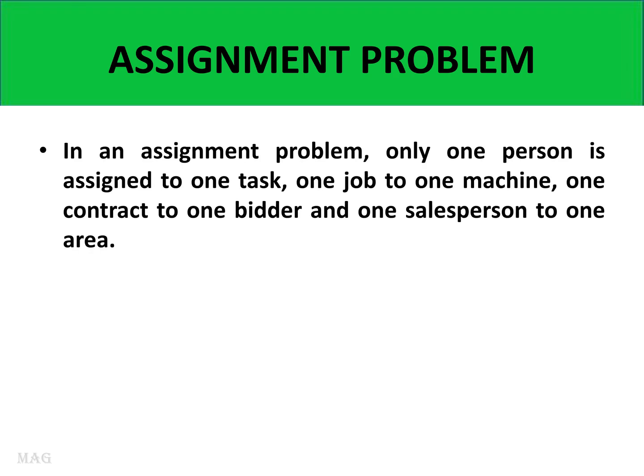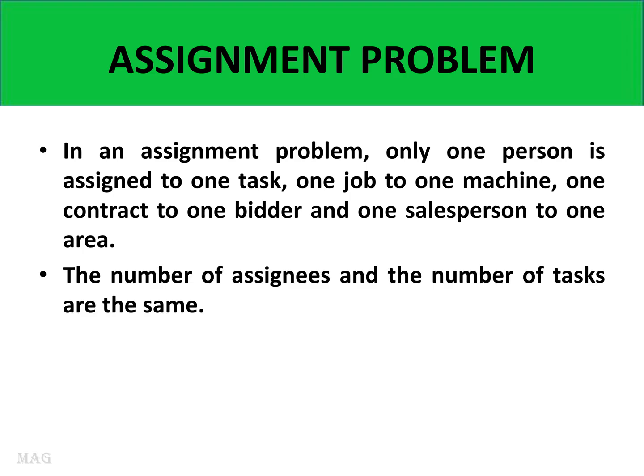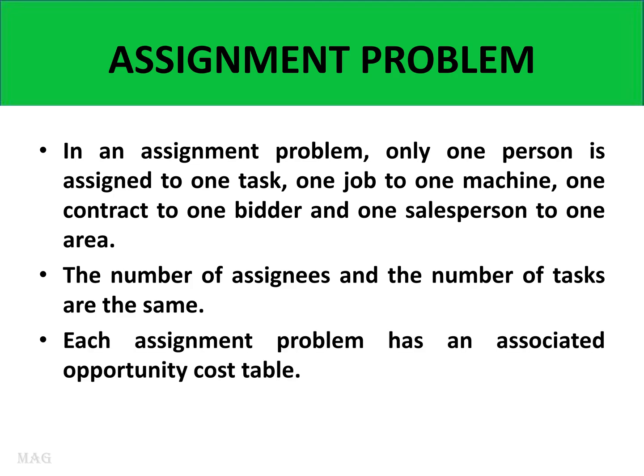In an assignment problem, only one person is assigned to one task, one job to one machine, one contract to one bidder, and one salesperson to one area. The number of assignees and the number of tasks are equal, and each assignment problem has an associated opportunity cost table.